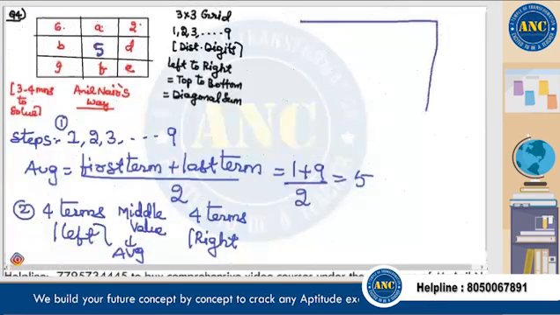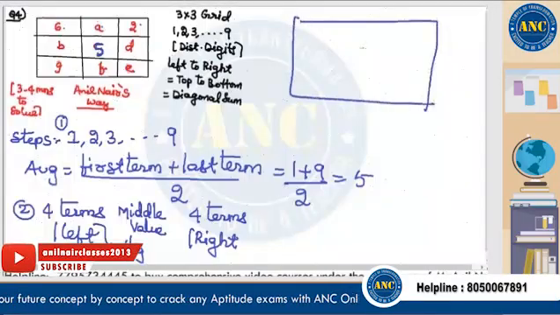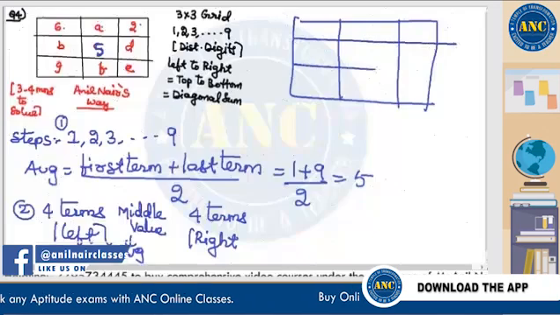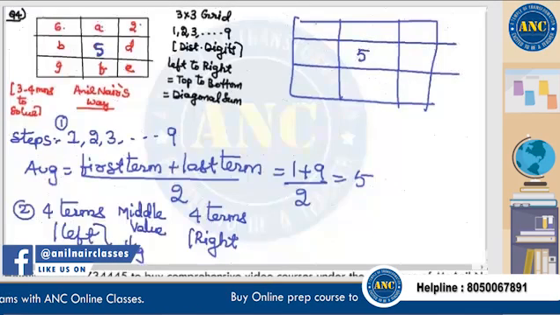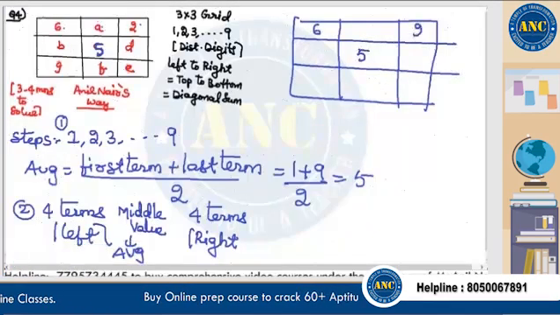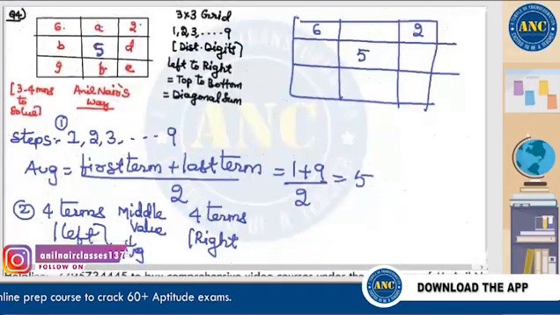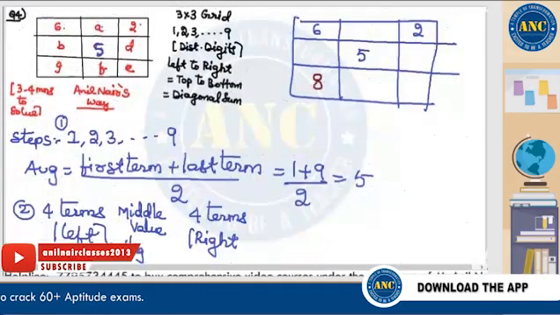I will draw it again. This question can be solved in 20-30 seconds, and 20-30 seconds is enough if you know the fundamentals. This is 5 because average is always the middle value. Now the answer, all the values you got: 5 plus 2, 7. 7 plus 8, 15. Right? 6 plus 5, 11.